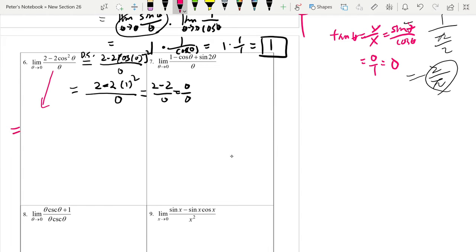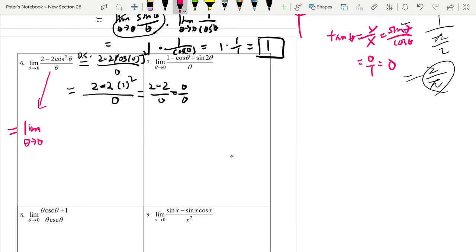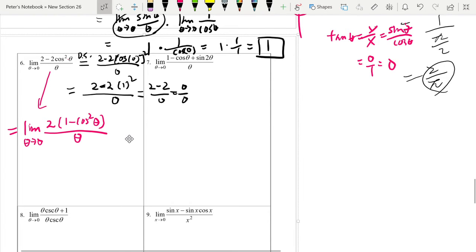So how do I simplify it? What's the game plan here? How can we work this thing out? It comes with experience again. When I see this, I see some factoring possible here. Both terms have a 2. So what I'm going to do is 2 times 1 minus cosine squared of theta over theta. This still doesn't help me out when I substitute 0.